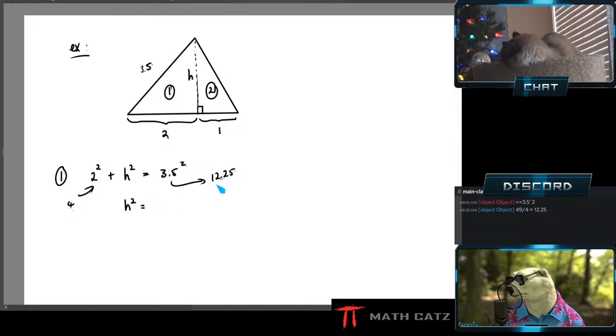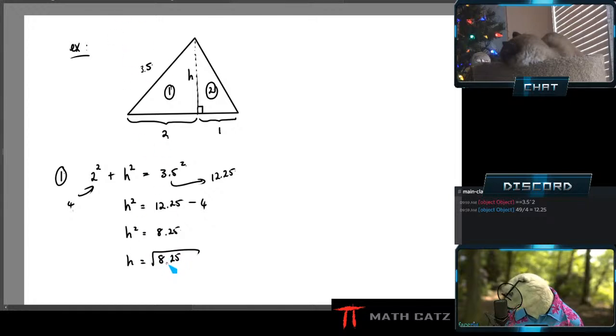12.25. So then h squared is my 12.25 minus 4. So h squared is 8.25. So then h is going to be the square root of 8.25. That dot sits way too high. Let's see what that is. I didn't have my equals. There we go.